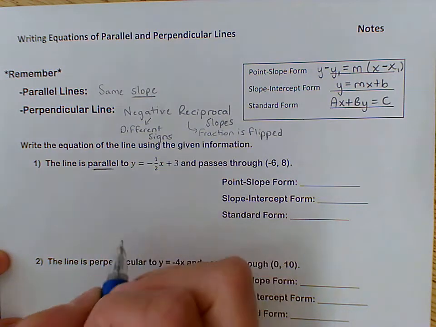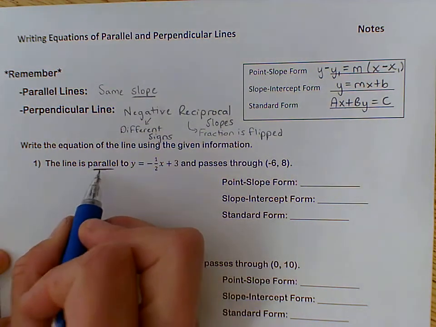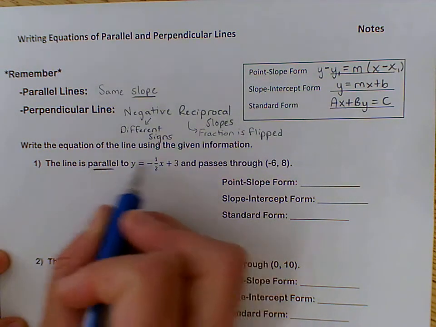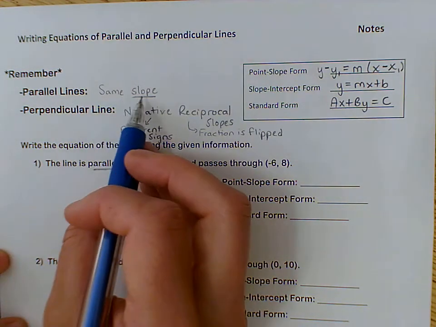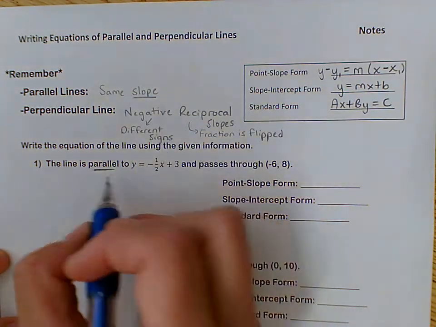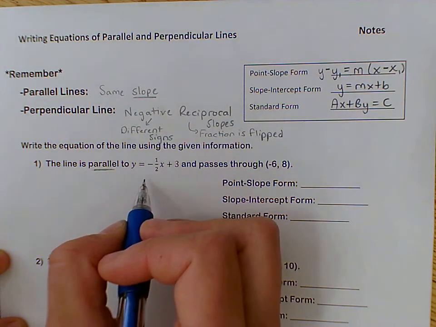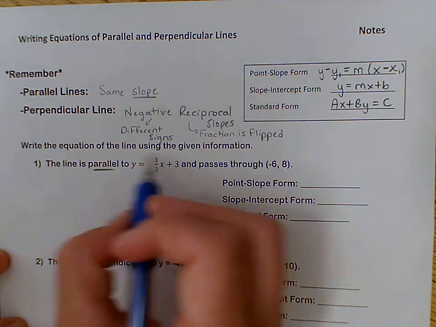So they actually are kind of secretly telling you the slope. If you look, they're telling you this line is parallel to this one. So parallel lines have the same slope. So if it's parallel to this one, all you have to do is find the slope of this line, and you'll know what the slope is of the line that you're writing the equation for. So what is the slope of this one?